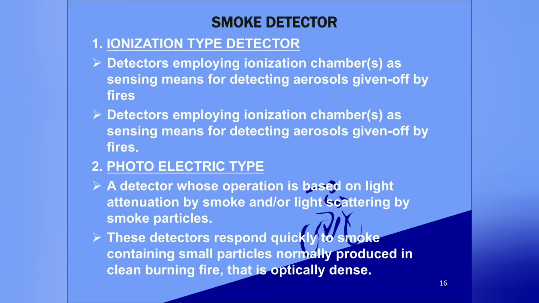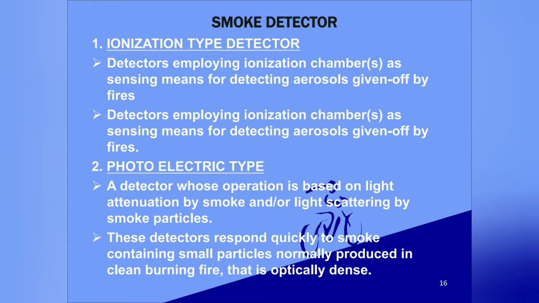This employs an ionization chamber as a sensing means for detecting the aerosols given off by fires. And the next one is the photoelectric type. These are detectors whose operation is based on the light attenuation by smoke particles. These detectors respond quickly to smoke containing small particles normally produced during the clean burning of fire. That's optically, normally it will be dense. And the photoelectric type is the most commonly used type of smoke detector.